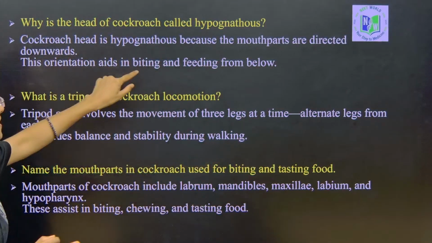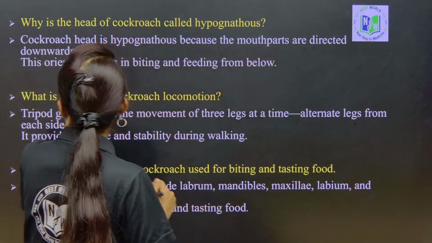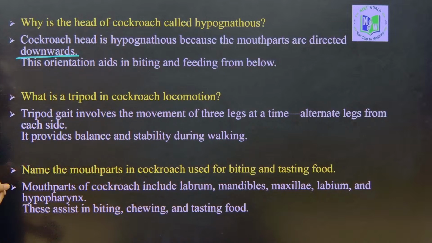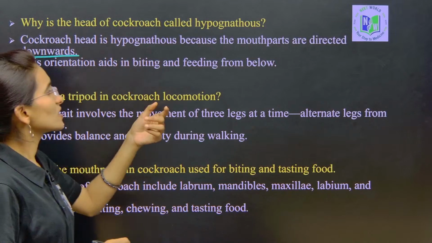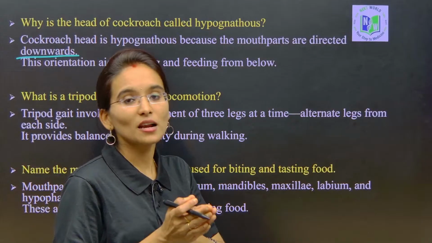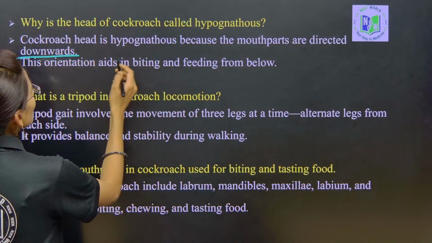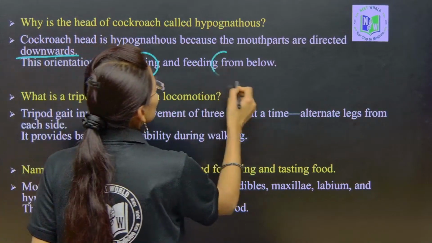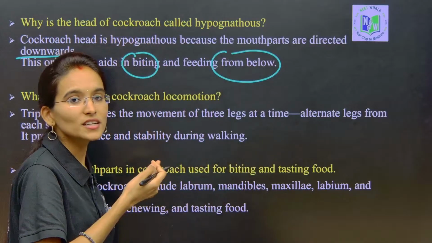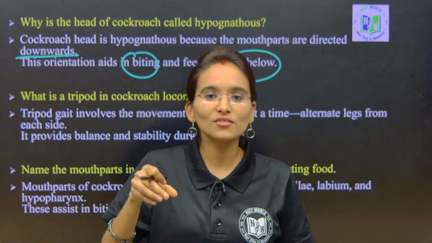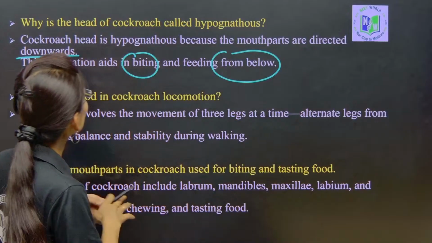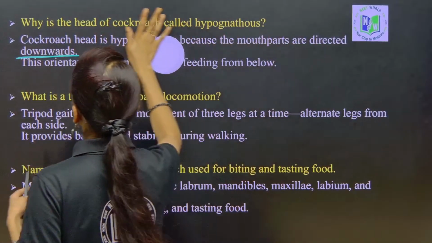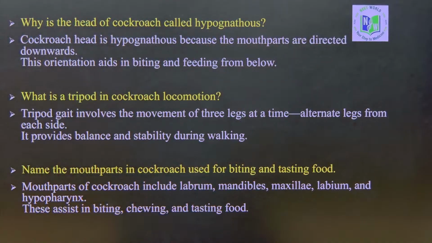So, that is the reason it is called so, because the mouth parts are directed downwards. This orientation and nature will help the cockroach in biting and sheathing the organs, feeding from below. It can feed from below. Clear with this particular answer? It is very easy and I have repeated it a number of times during the introduction session.